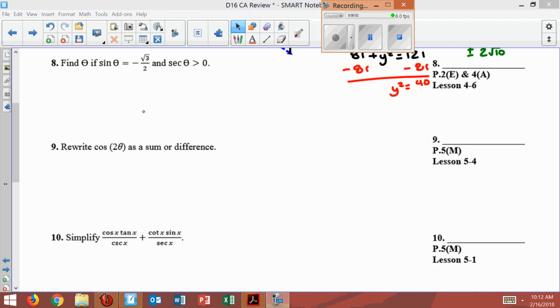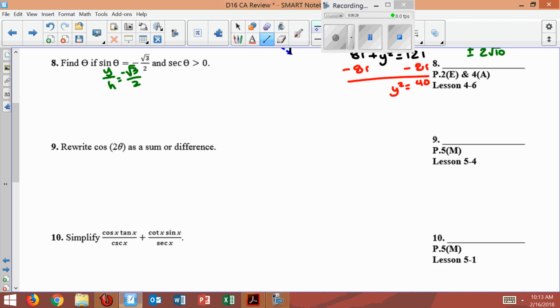Number 8, find theta if sine theta equals negative square root of 3 over 2 and secant theta is greater than 0. All right, so first, sine is the ratio y over h, which means I could establish that my y is negative square root of 3 and my h is 2, because the y always would take the negative. The h is always going to be positive. So here's what that can do for me.